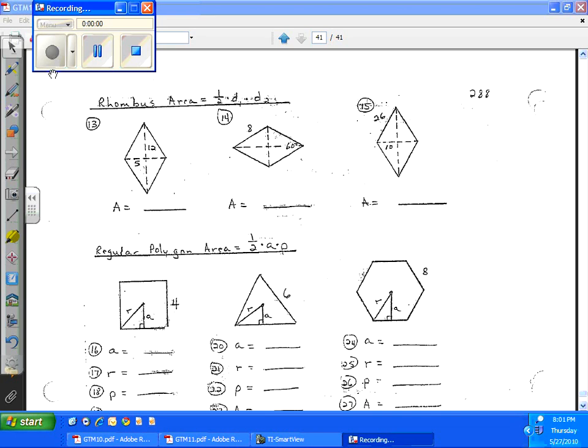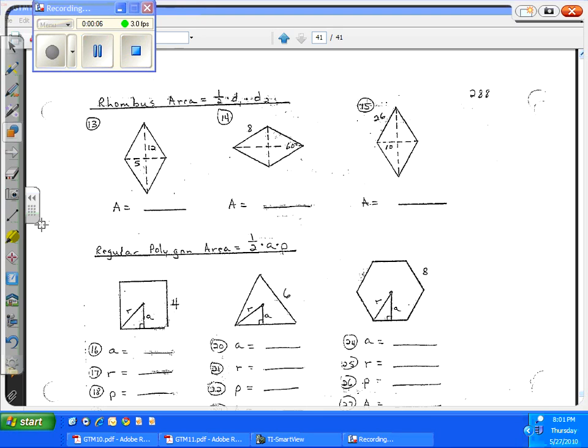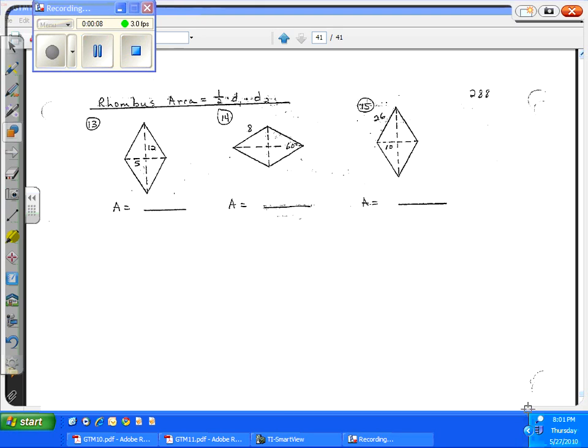This is the study guide for the Chapter 10 test, and we're on rhombuses. So we're going to white out the bottom and look at the rhombuses. The formula for every rhombus is 1/2 diagonal 1 times diagonal 2. Area equals 1/2 times diagonal 1 times diagonal 2. So we get area equal.